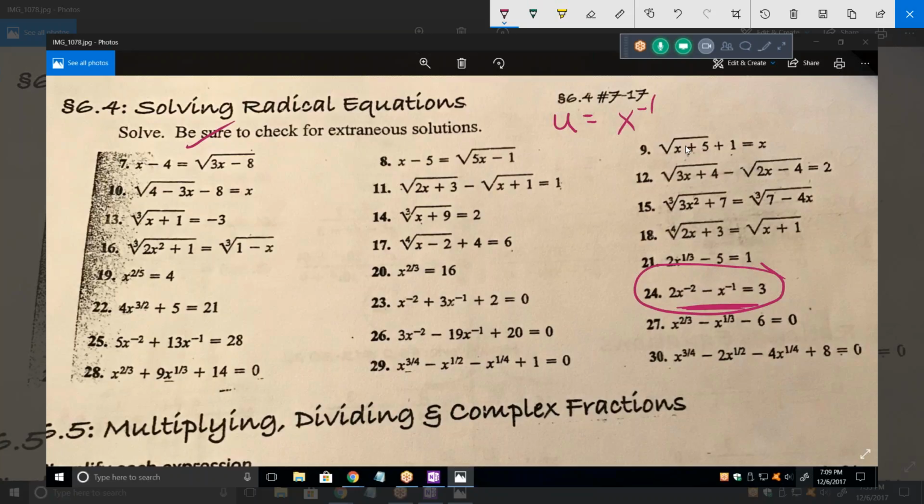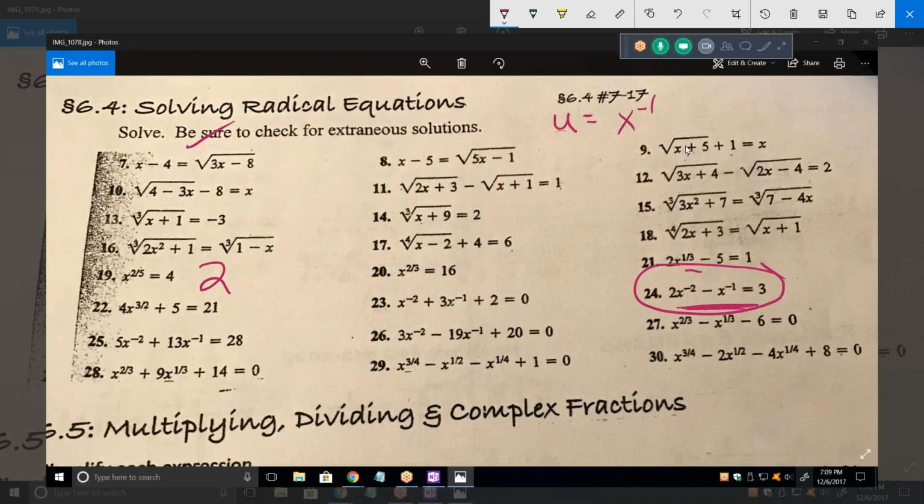Now rewrite this thing in terms of u. We're doing 24. If u is x to the minus 1, what is x to the minus 2 going to be? U squared. Notice that if you square both sides on top, you get u squared equals x to the minus 2.